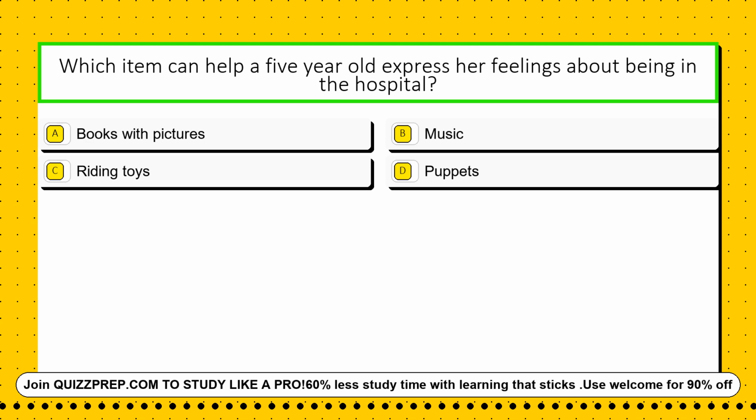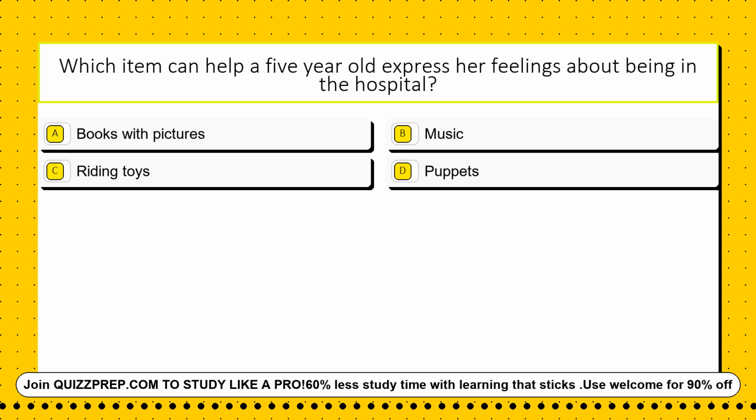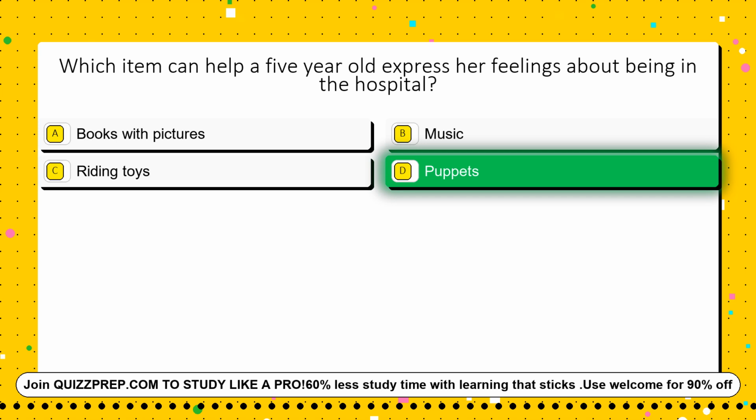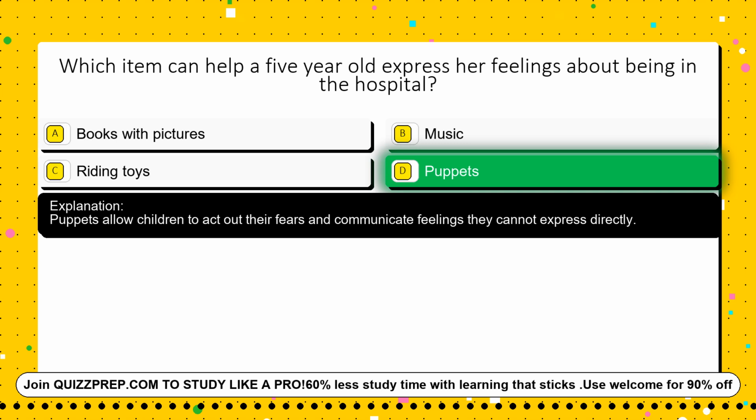Question 119. Which item can help a 5-year-old express her feelings about being in the hospital? Option A. Books with pictures. Option B. Music. Option C. Writing toys. Option D. Puppets. The correct answer is option D. Puppets. Puppets allow children to act out their fears and communicate feelings they cannot express directly.